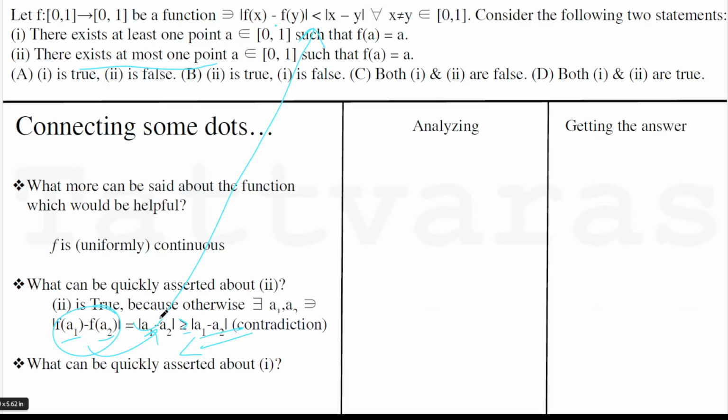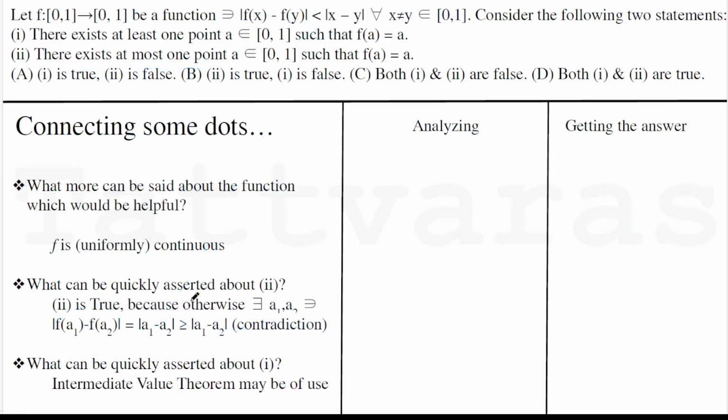And what can be asserted about statement 1? Well, the intermediate value theorem is going to be of use, particularly because IVT deals with the range of values, the codomain, and how it links with the domain. And we are trying to find a particular point like this in statement 1. Because domain and codomain are the same in this example, intuitively that will be useful.